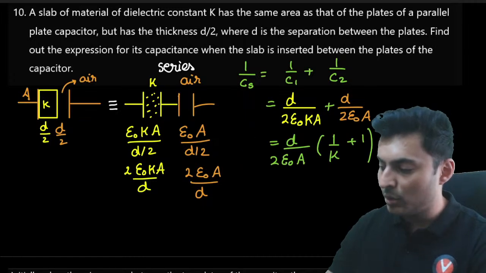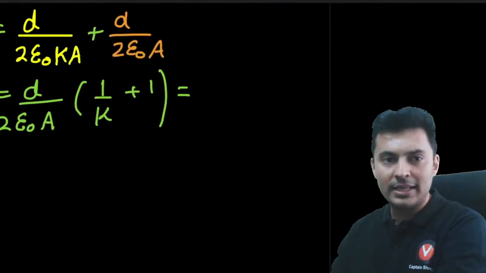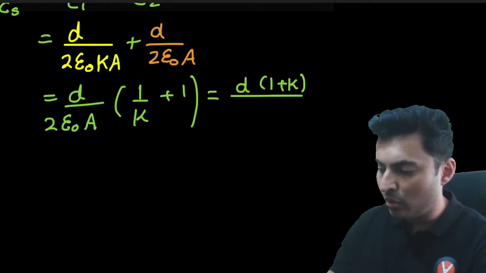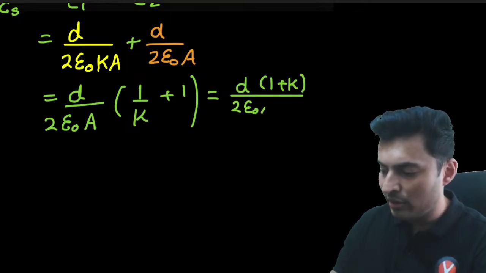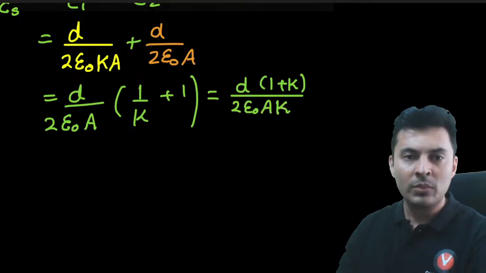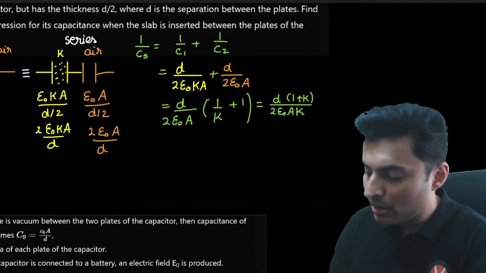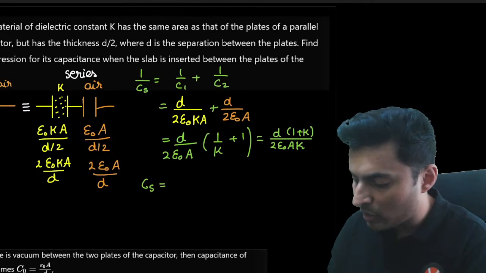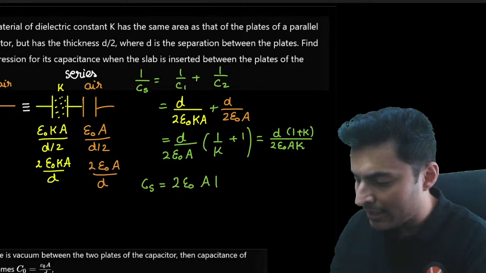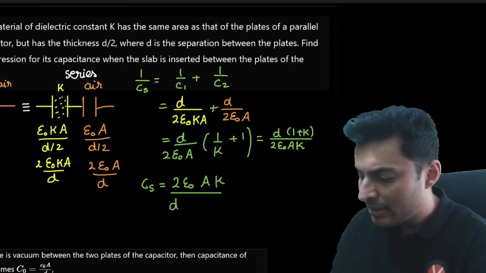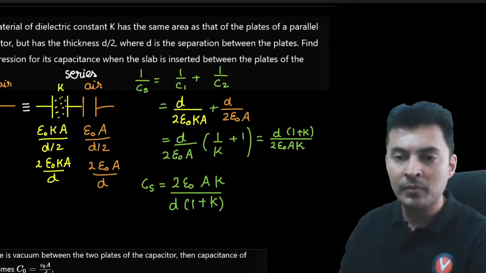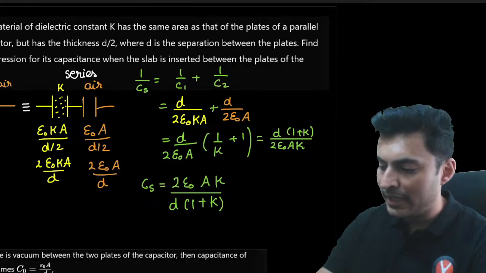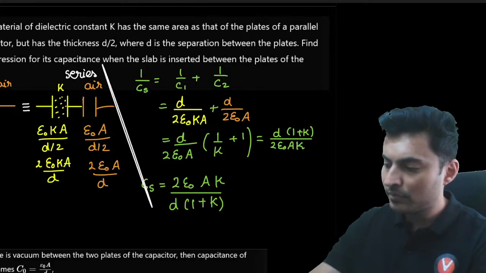Remember that. So better to take the LCM, my dear warriors. The LCM will look something like this: D into 1 plus K, the whole thing divided by 2 epsilon naught A into K. So Cs will be, take the reciprocal of it, 2 epsilon naught A K divided by D into 1 plus K. Understood how to do this problem? Understood, my dear warriors, how we did this question?